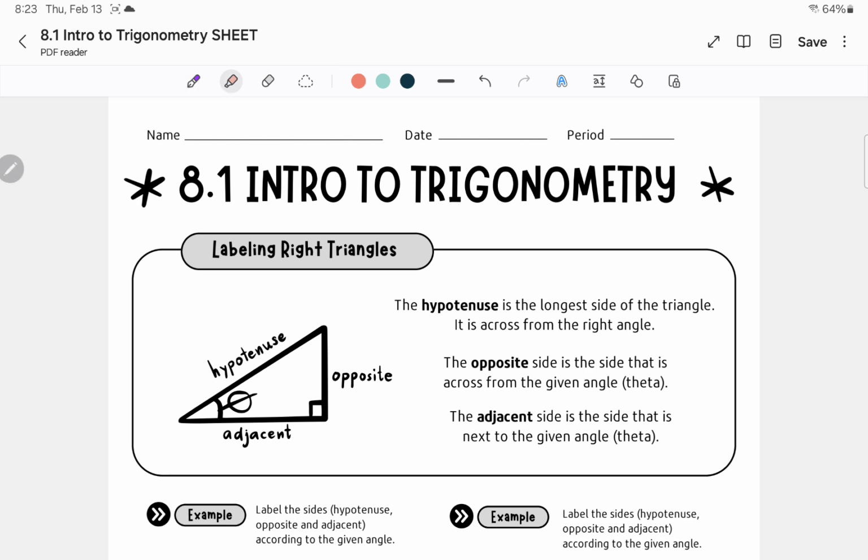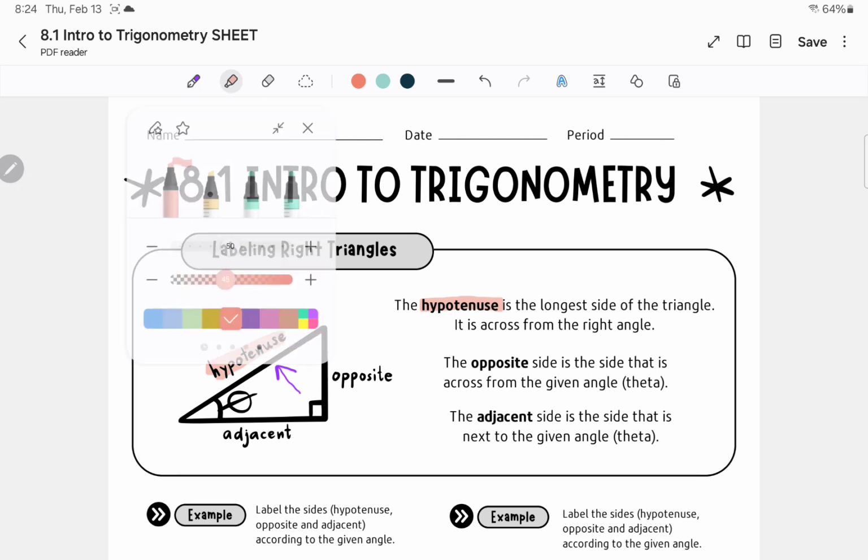So hopefully you have access to 4 different colors. And let's start with highlighting the hypotenuse. So the hypotenuse is the longest side of the right triangle. So how to find that is you can look for the right angle, which is this little box, and you're going to just draw an arrow across from that. That's going to be your hypotenuse each and every time.